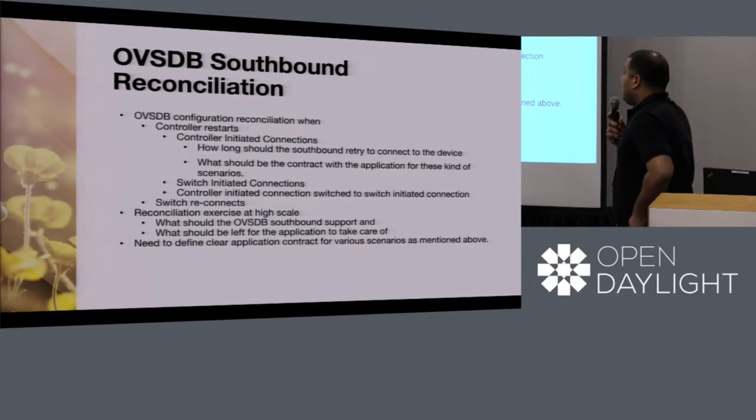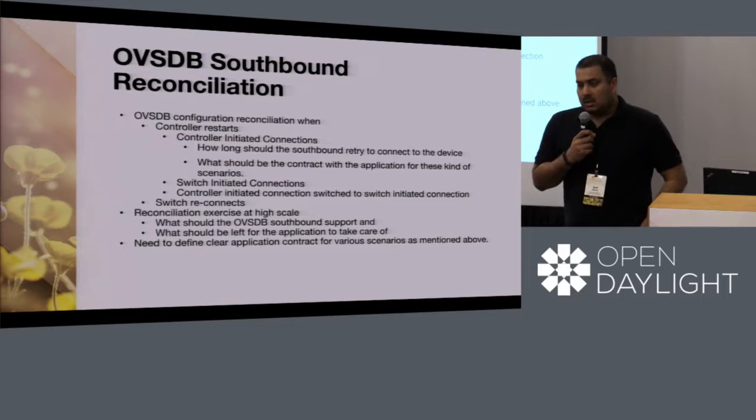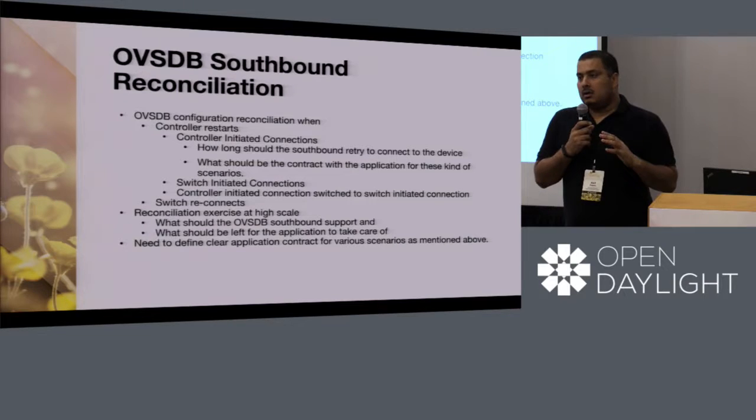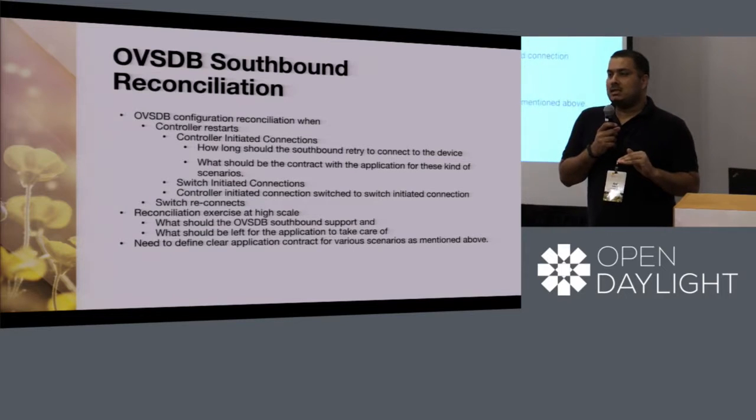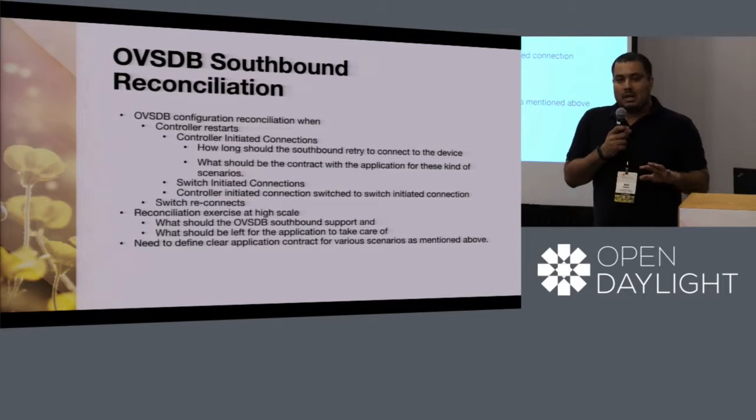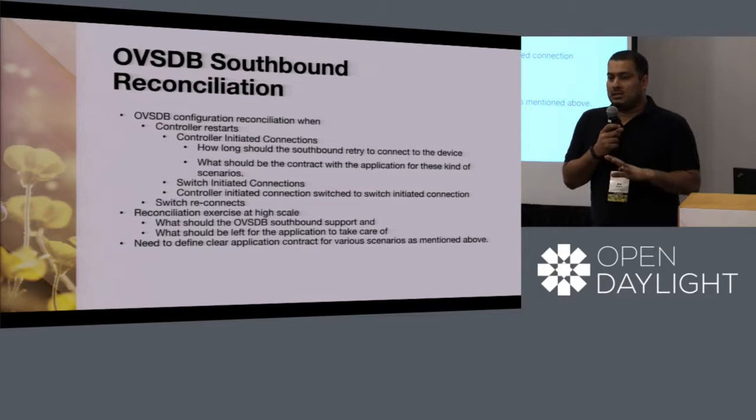The second problem is, what should be the contract with the application for these kinds of scenarios? As of now, the general contract is, if you want to configure any device, you need to go to the operational data store and see whether the device is there or not. If the device is there, you can configure it. That's a very simple contract. If the device disconnects, the application needs to take care of any cleanup related to that device. So they need to go to the config data store and delete the configuration. As of now, much of the work is left to the application side.